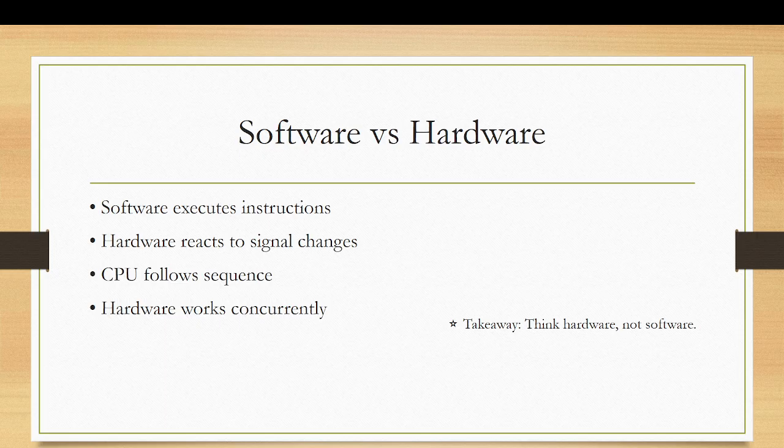This difference is the key to understanding Verilog. To understand this better, let's compare software and hardware. Software executes instructions one after another. The CPU follows a sequence: first instruction, second instruction, third instruction, and so on. Everything happens in order. Hardware doesn't work like that. Hardware is concurrent. Hardware reacts to signal changes. Multiple parts operate simultaneously. Instead of following instructions, hardware reacts to signals. And that's exactly why Verilog uses event-driven constructs. Think hardware, not software.